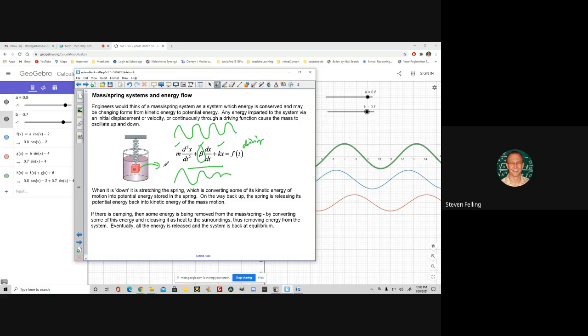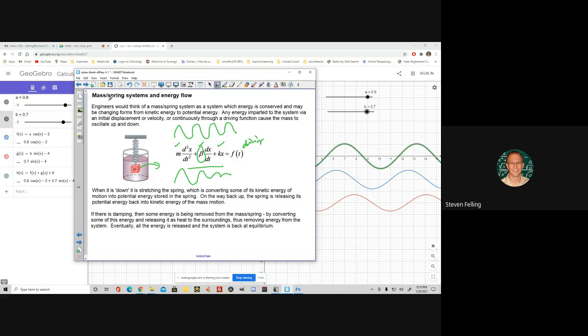So if there's damping, some of that energy is removed. But basically what's happening here is as the mass is moving, it's changing form of energy, right? When the spring is stretched, some of the energy is stored in the spring as potential energy. And when it's moving, that potential energy has been converted to kinetic energy of motion.